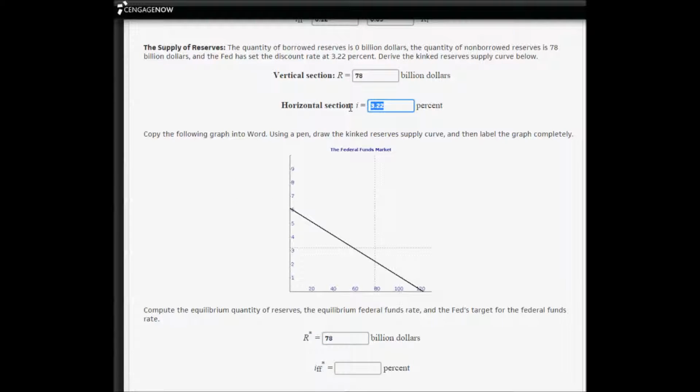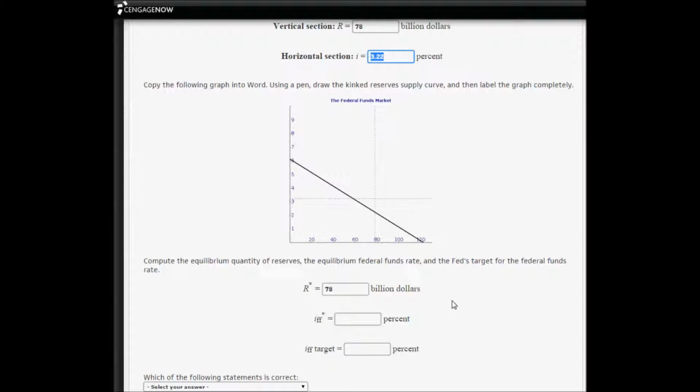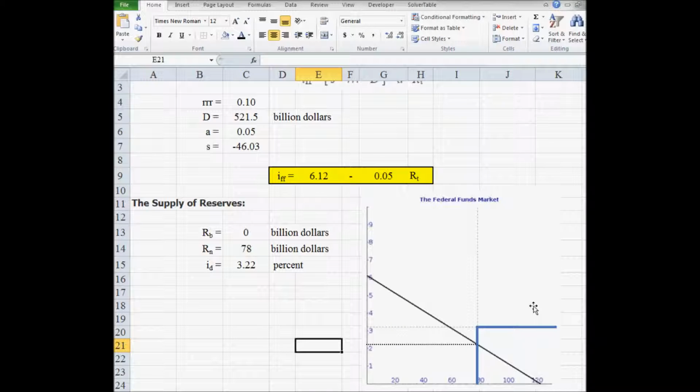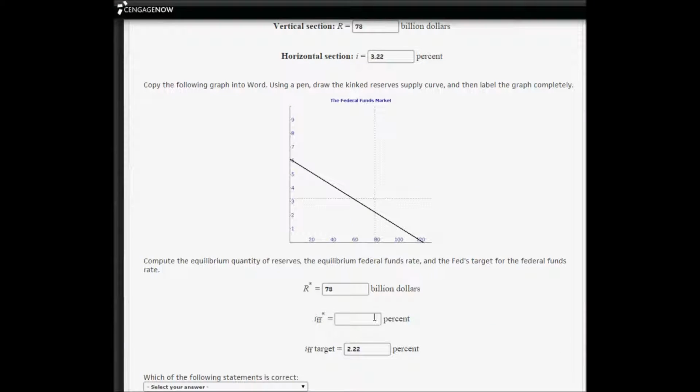The target is 1 percentage point less than the discount rate. So if the discount rate is 3.22, the target is 2.22. The federal funds rate is determined by plugging the quantity of reserves into the demand for reserves. And that equals 2.22. So it looks like the federal funds rate is equal to its target of 2.22.